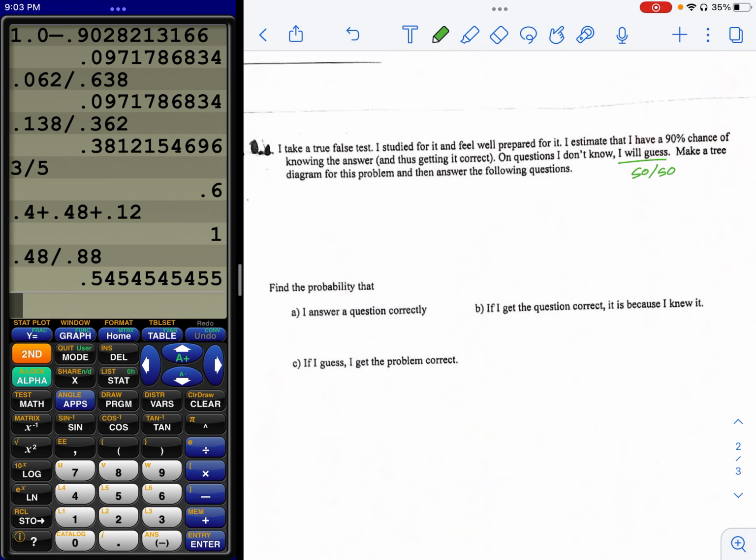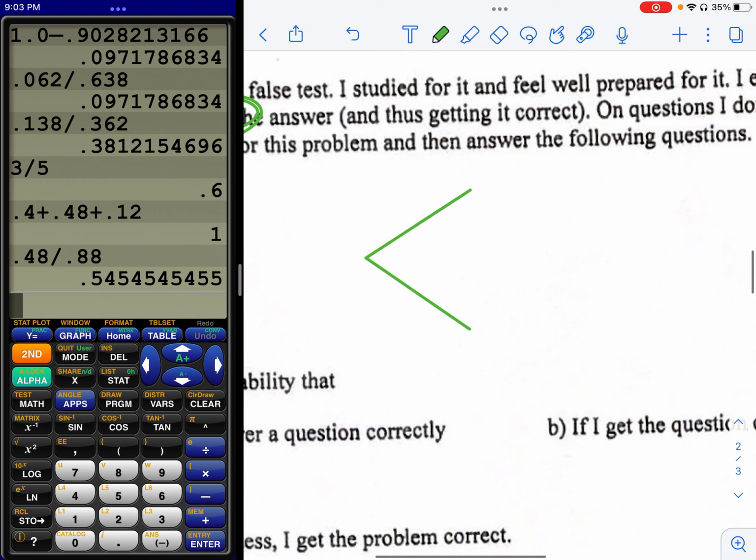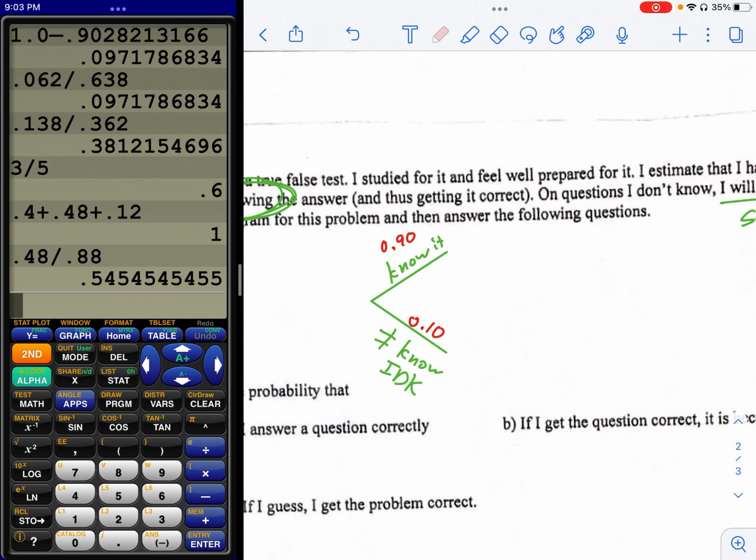Okay, make a tree diagram. All right, so what are my two main branches? My two main branches are the first part. It said, I estimate I have a 90% chance of knowing the answer. Okay, so I know it or I don't know. IDK, okay, I don't know. And this person's pretty confident. They're like, yeah, I know 90% of the stuff, which means they don't know 10% of the stuff.